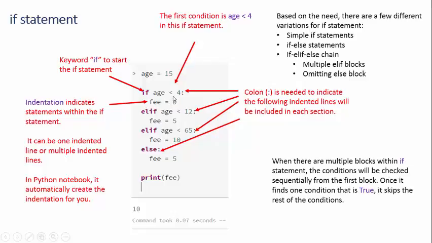So it is going to first check whether the age is less than 4. If it is true, then it's going to execute the first block and skip the rest. So once it finds the one condition that is true, it skips the rest of the conditions.